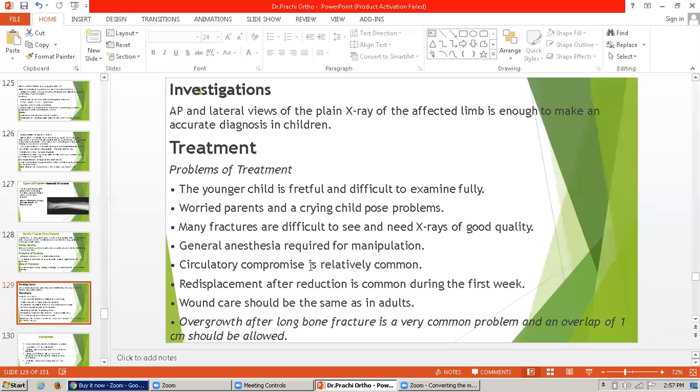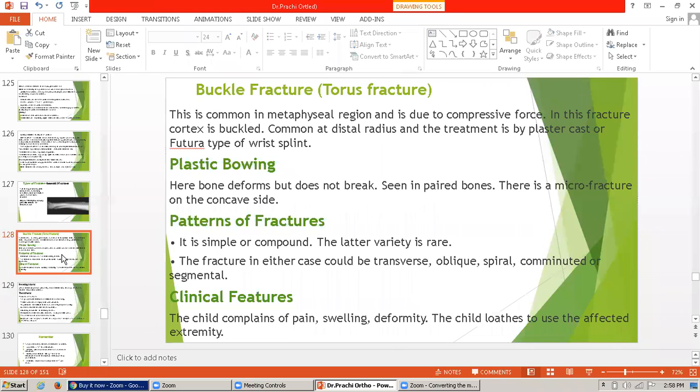So, there is GA, that is general anesthesia, required for manipulation, and circulatory compromise is relatively common. Redisplacement after reduction is common during the first week, and wound care should be the same as in adults. And overgrowth after long bone fracture is a very common problem, and an overlap of 1 centimeter could be allowed. So this is all about the torus fracture.